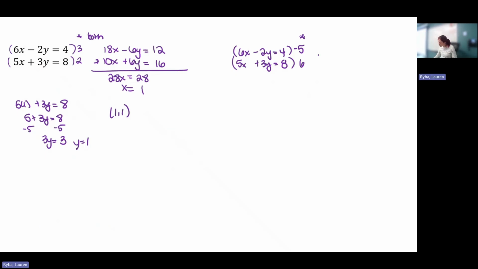So just to show you, you don't have to write this down. Negative 30x, positive 10y, negative 20. 30x, 18y, 48. 28y equals 28. So y is again 1. And if y is 1, then I'm going to plug it back in and I'm going to get the other answer. The only thing, like I said, to be careful with is if you're multiplying here.